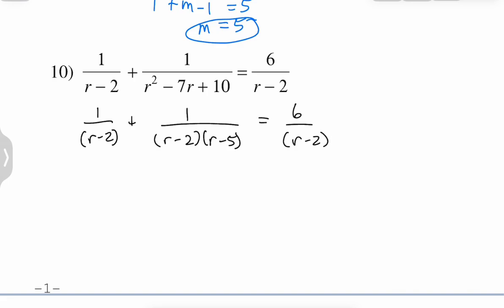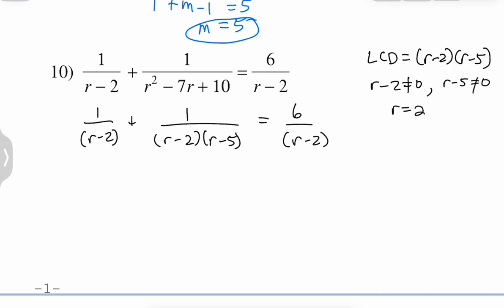Let's identify our least common denominator. Our least common denominator has to contain an r minus 2 and an r minus 5. That means that our excluded values occur when r minus 2 equals 0. That's not allowed to happen. And when r minus 5 equals 0, that's not allowed to happen. So our excluded values for this one are 2 and 5. So now that we know that, surround your entire equation by parentheses. We're going to have to multiply by r minus 2 and r minus 5.